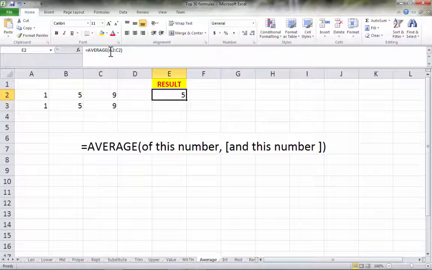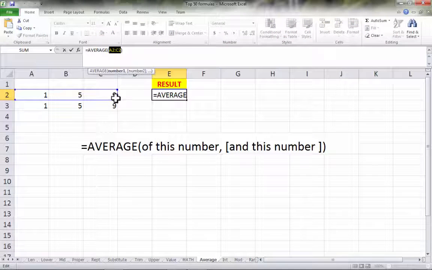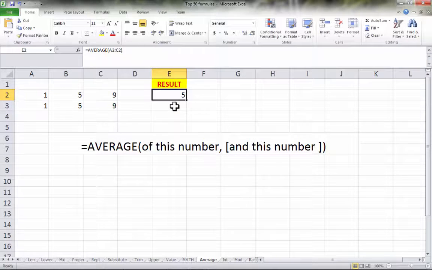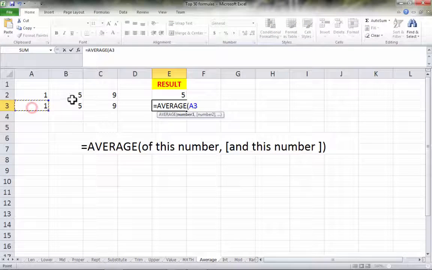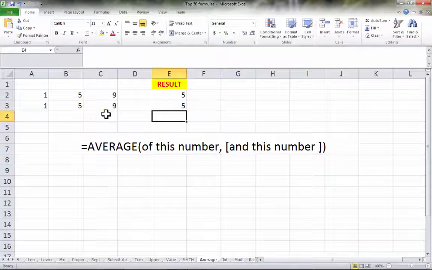So what you see here is A2 until C2. It's saying we're actually passing a range of cells over here. It's a shorthand way of saying that you don't need to place in single cell values. You're just saying, give me everything that's in between A2 and C2 and then average it out. So just to try it out, that's average, and then pick this one. I'm holding the shift key and selecting these values over here, and that gives you 5.